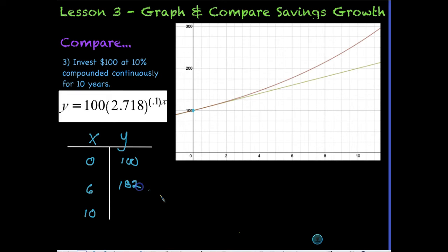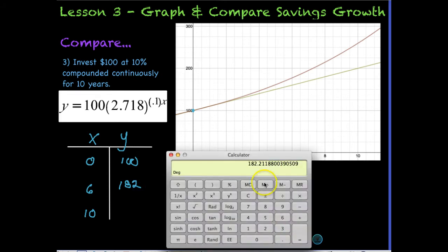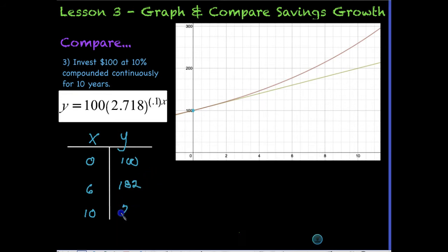All right, let's do one more so we can get the full effect of the curve. Let's do the 10. So now we have 0.1 times 10, which we know is going to be 1. And then we have E raised to the 1 power, which you know is just going to be E. And then we multiply that by 100, which will be approximately 272.